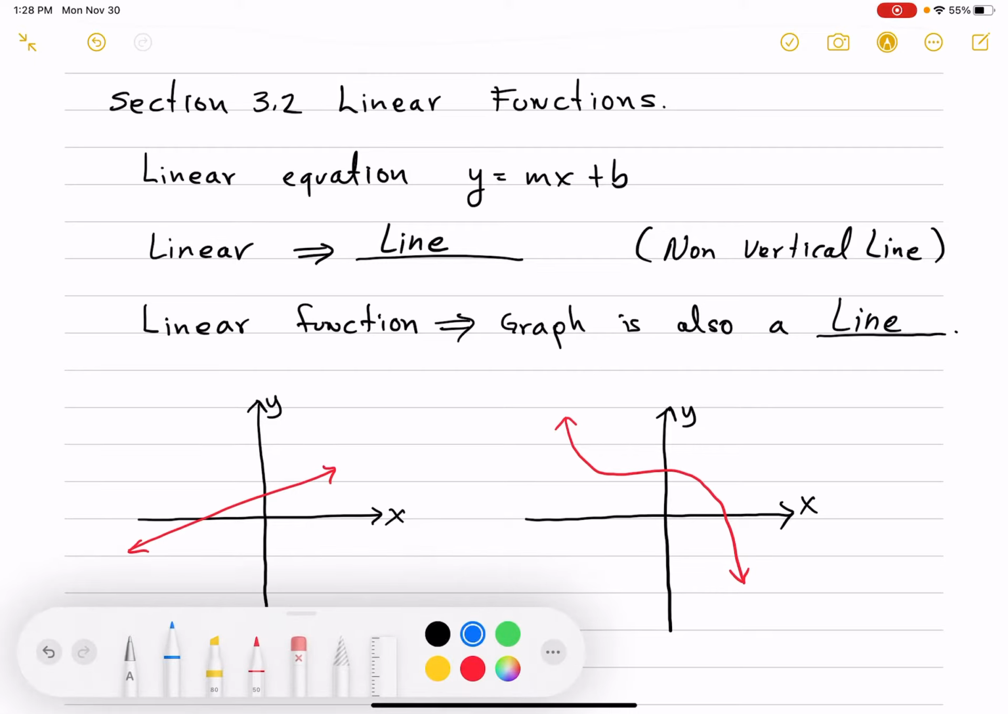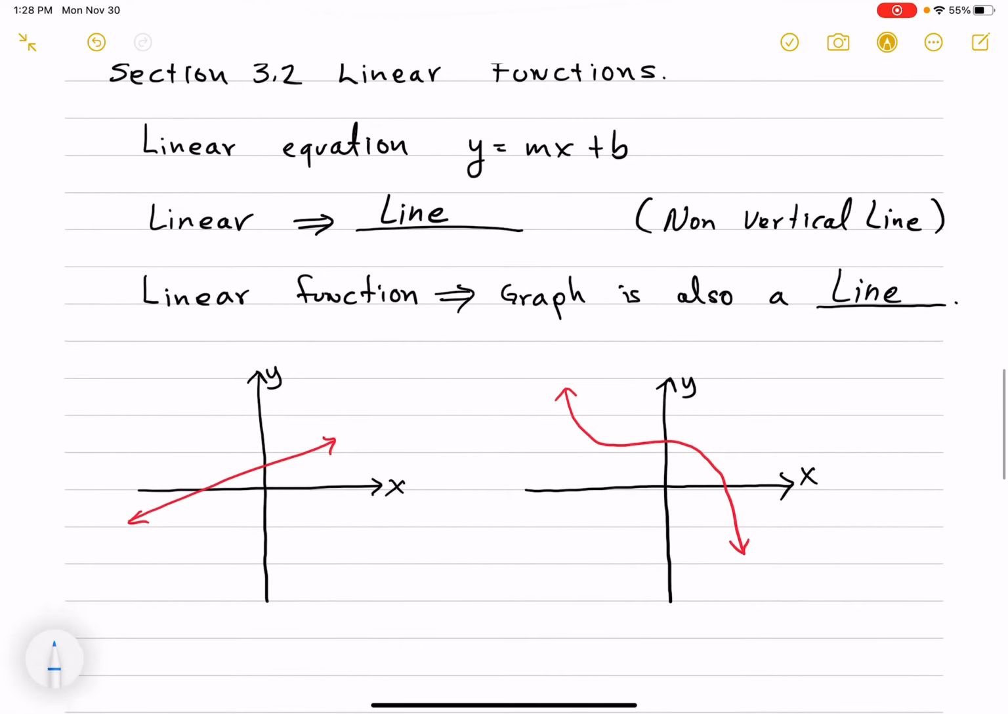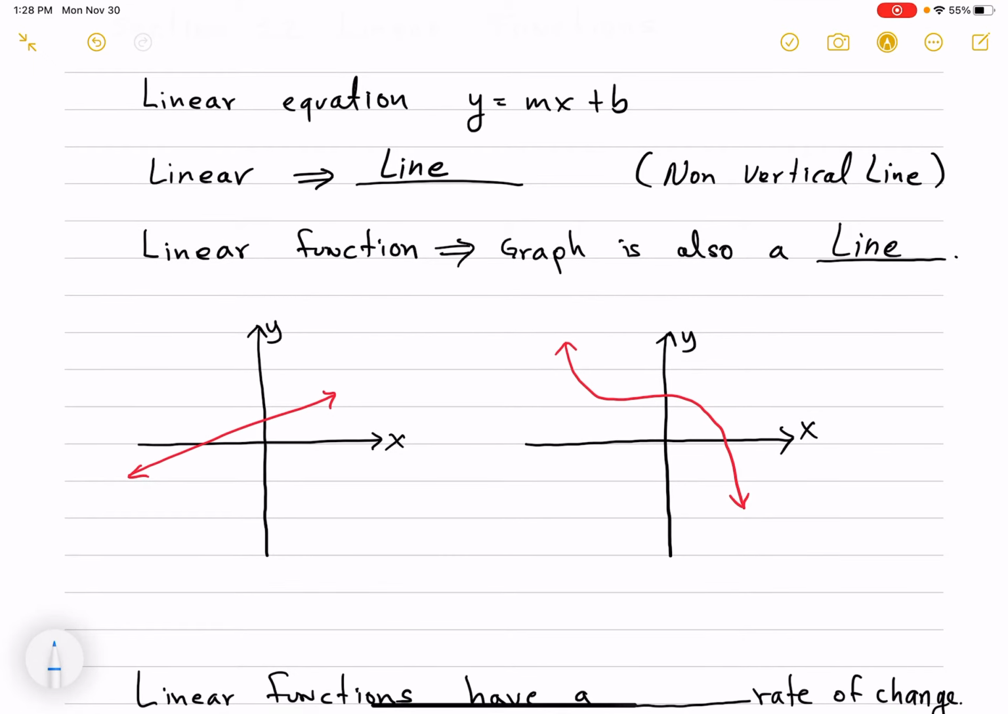Some of the questions that you're gonna be asked to do from this section would be something as simple as the following. Which of these graphs is linear? Just know that the linear functions are lines.